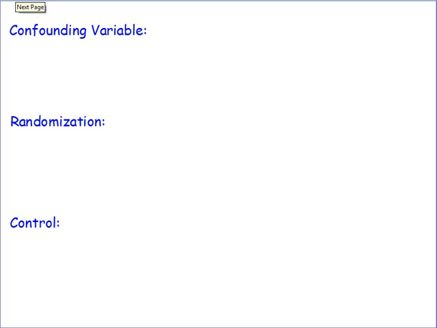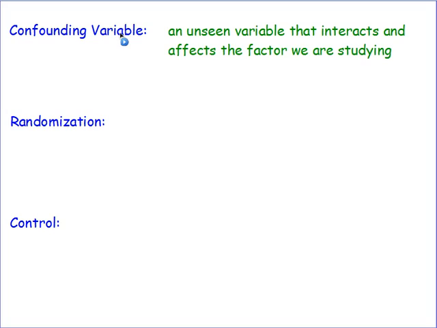Confounding variables. These are unseen variables that interact and affect the factor we are studying. So if you think about our gummy bear experiment, some of the things that we had no control over that affected our gummy bears were the individual weights of the gummy bear. We couldn't control that because it was made by the manufacturer. Or when we had the gummy bears that hit the ground and then bounced and rolled, that was something we couldn't control. Those are examples of confounding variables.